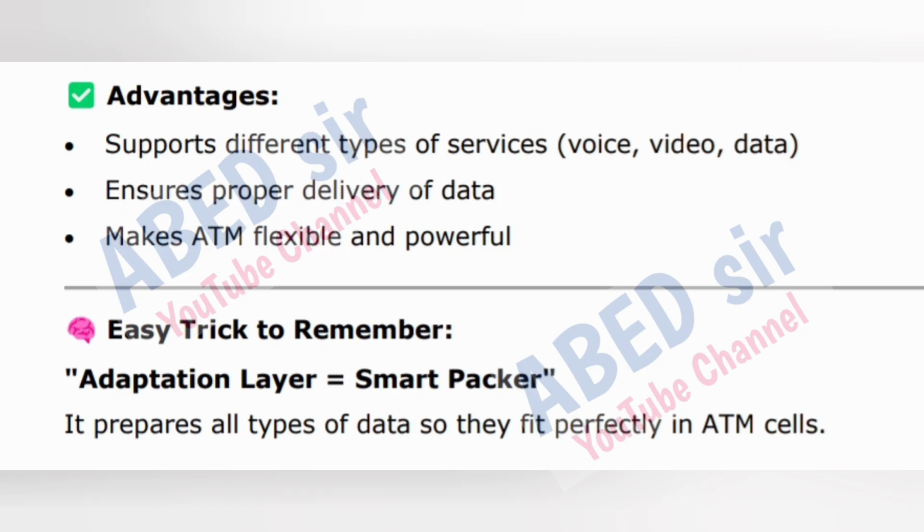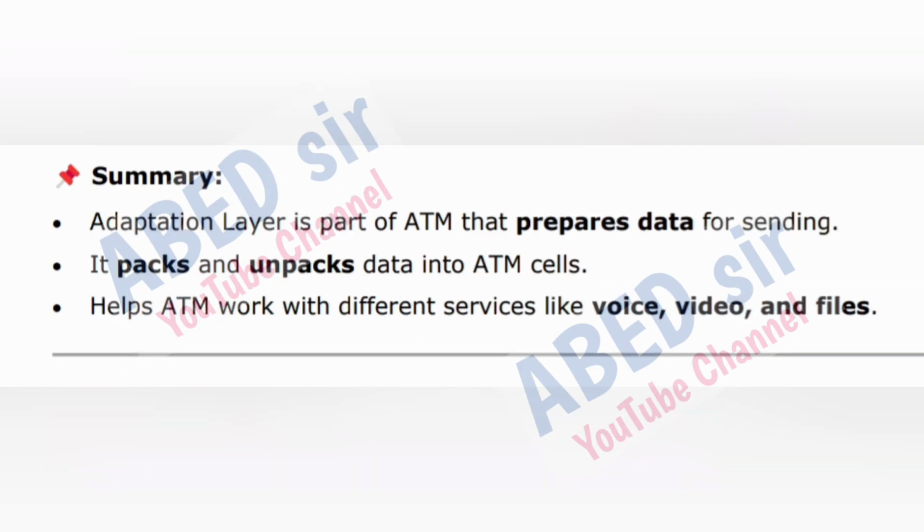Advantages: supports different types of services, voice, video, data. Ensures proper delivery of data. Makes ATM flexible and powerful. Easy trick to remember: adaptation layer equals smart packer. It prepares all types of data so they fit perfectly in ATM cells. Summary: adaptation layer is part of ATM that prepares data for sending. It packs and unpacks data into ATM cells. Helps ATM work with different services like voice, video, and files.